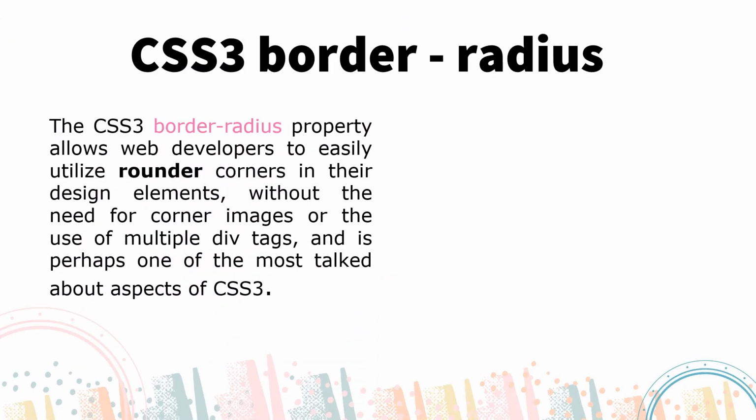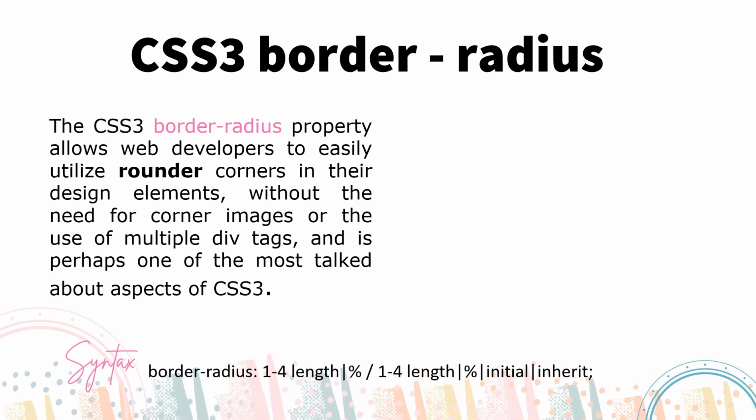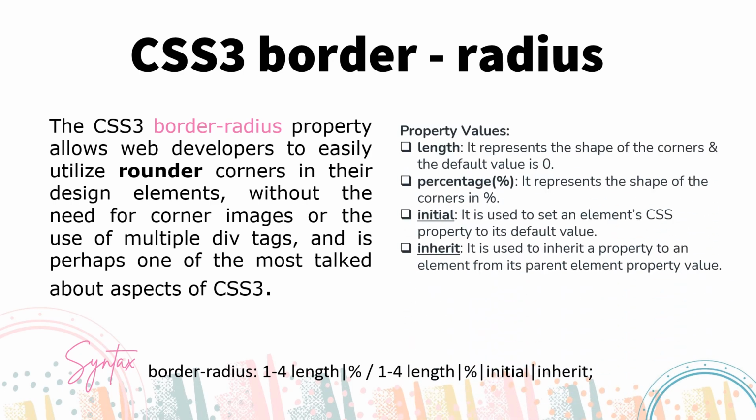Okay, what is border radius in CSS3? So border radius property allows web designers to easily utilize rounded corners in their design elements without the need for corner images or the use of multiple div tags, and is perhaps one of the most talked about aspects of CSS3. Okay, here is the syntax, border-radius, colon, and then the value. So what are the property values? So property values could be in terms of length, percentage, initial, and inherit.